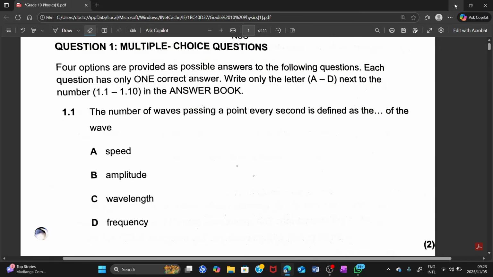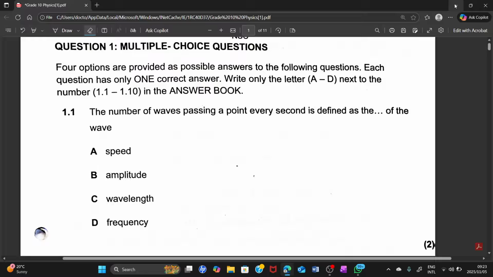Four options are provided as possible answers to the following questions. Each question has only one correct answer. Write only the letter A to D next to the number 1.1 to 1.10 in the answer book. Right, now let's look at the first question.